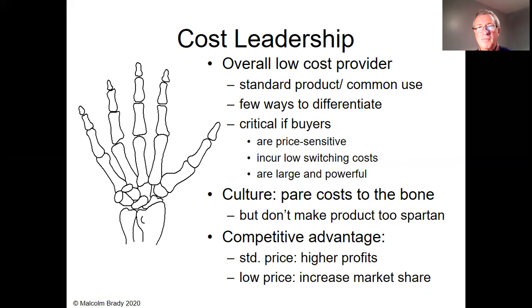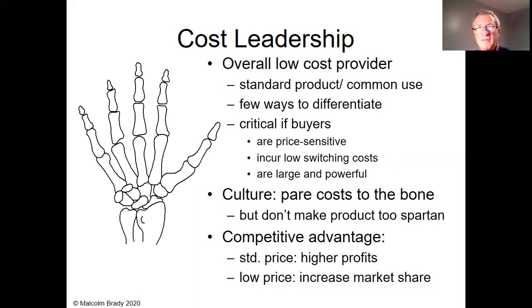However, having said that, you have to be careful not to make the product too Spartan. Nobody wants to drive a car that has no glass in the windows, for example. So saving costs by eliminating glass isn't terribly useful. Okay, there are certain things that have to be there no matter what. So the competitive advantage is to do with, if your price is lower.